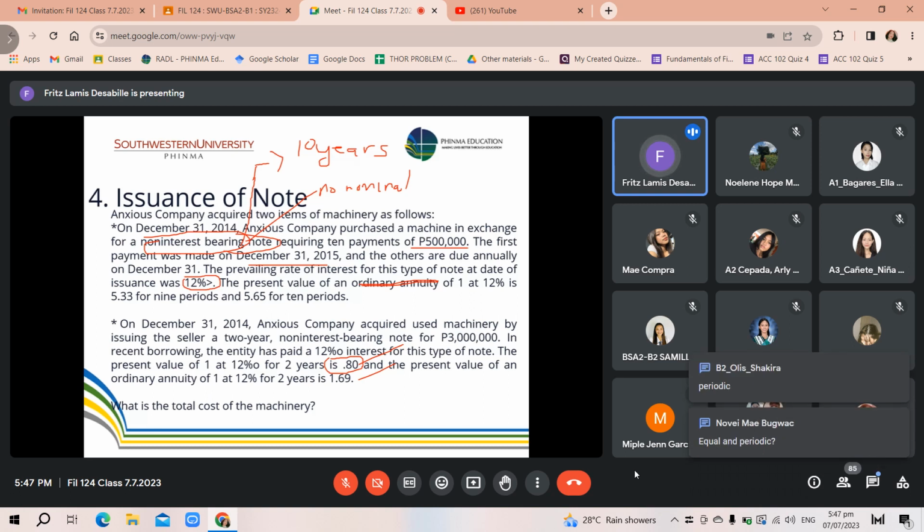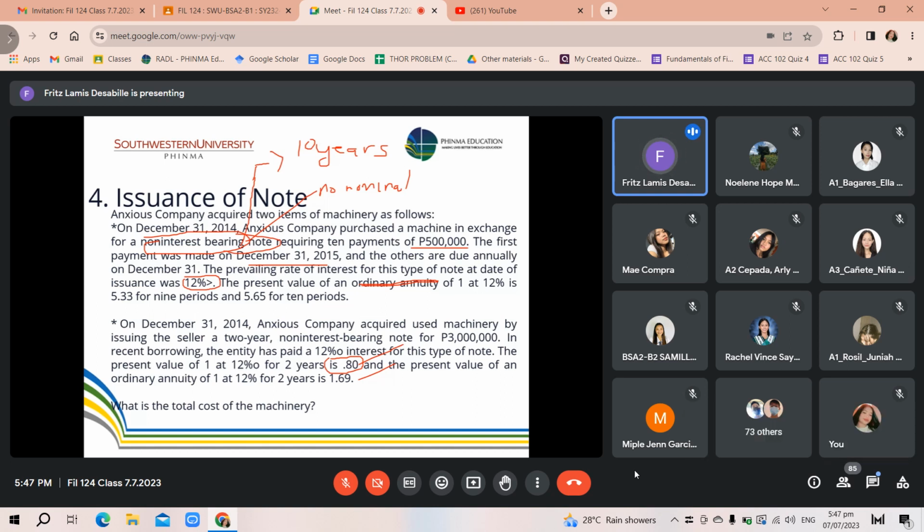The payments are periodic, right? Equal and periodic. That is the most correct answer. Take note, guys, what is the frequency of payment? We are going to be paying annually, meaning every year. That's every 1 year, so that is periodic. Now, what else? The payment is equal. So every year, our payment is 500,000.